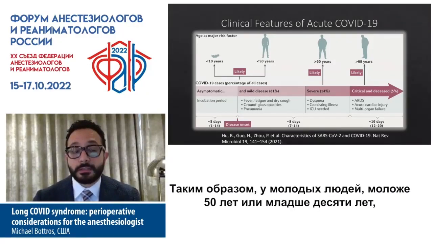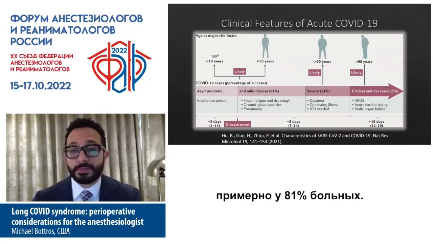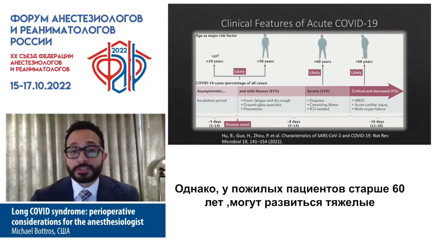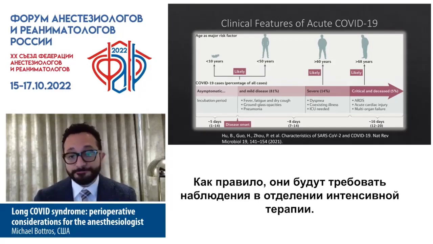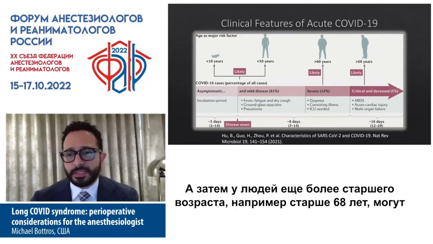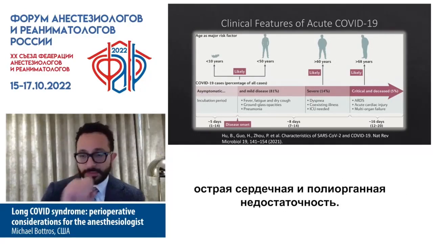So people who are young, less than 50 years of age, or even less than 10 years of age, may be asymptomatic during the incubation period, may develop only mild disease, which is about 81% of patients. That includes things like fever, fatigue, dry cough, maybe even some pneumonia. However, in older patients greater than 60 years of age, they may develop severe symptoms like dyspnea, shortness of breath. They may need to be watched in the ICU. And then in people who are even older, such as greater than 68 years of age, they may develop acute respiratory distress syndrome symptoms, as we talked about earlier, even acute cardiac injury and multi-organ failure.